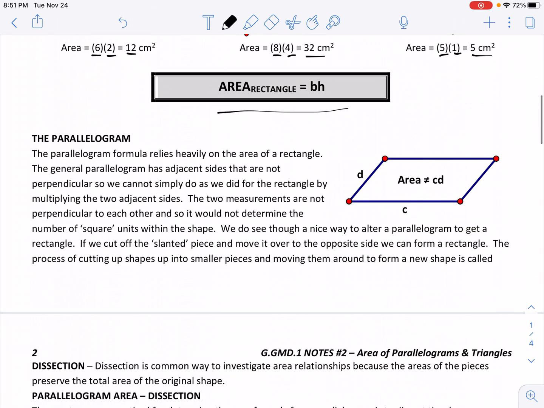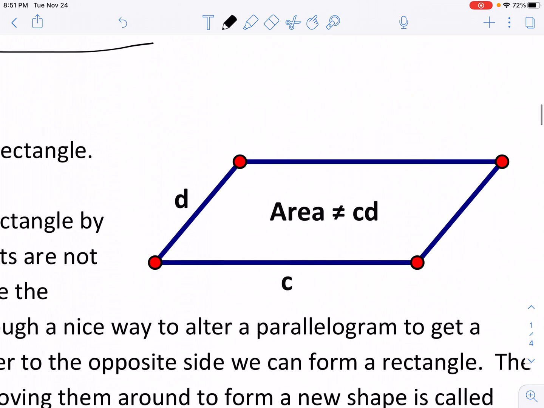Now, a parallelogram is very similar to that, but a common mistake, this is a very common mistake. People assume if we call this the base, and this is some side D, they assume it would be B times D over here. Well, that's not the case, because D is not the height.